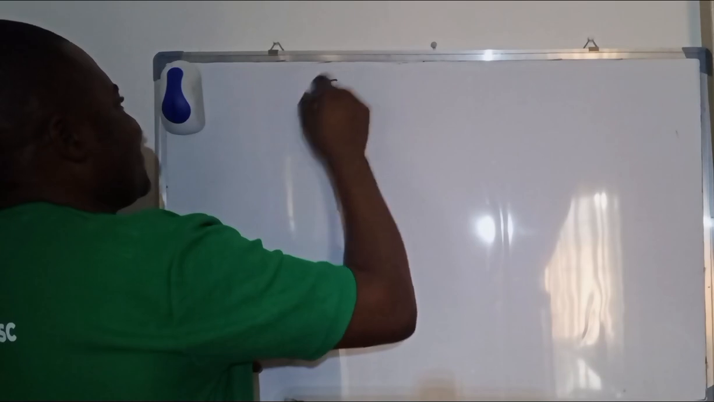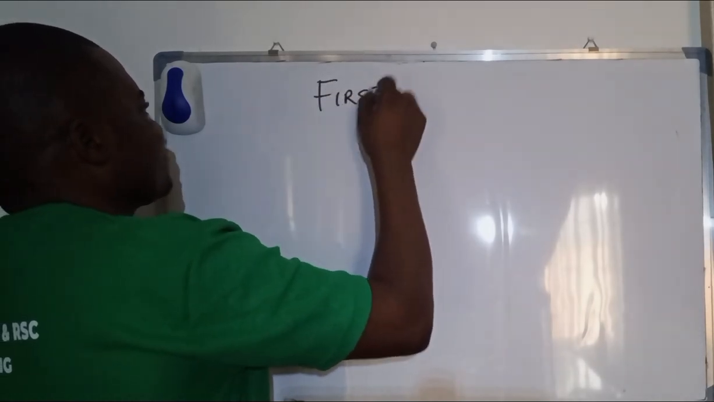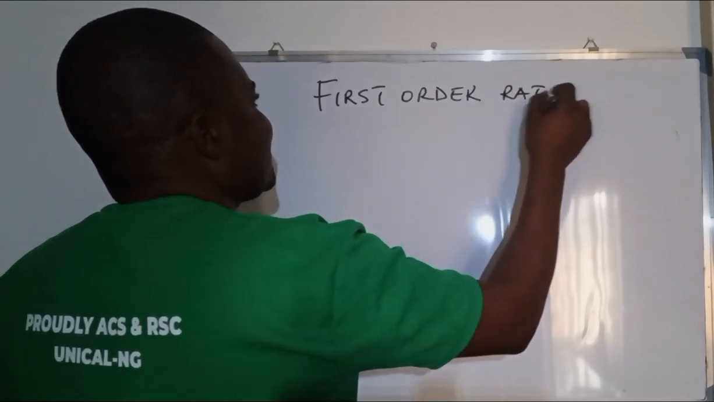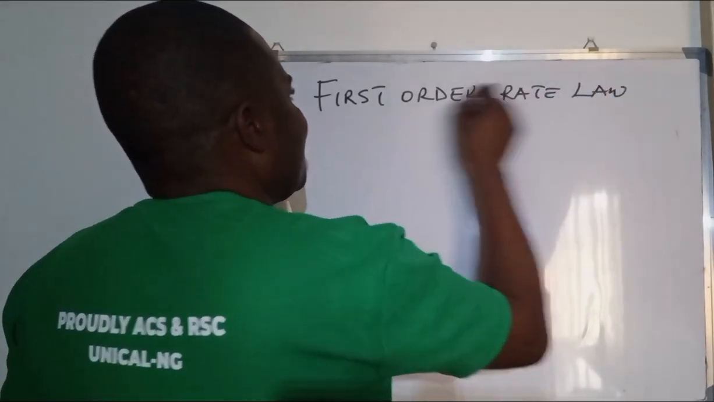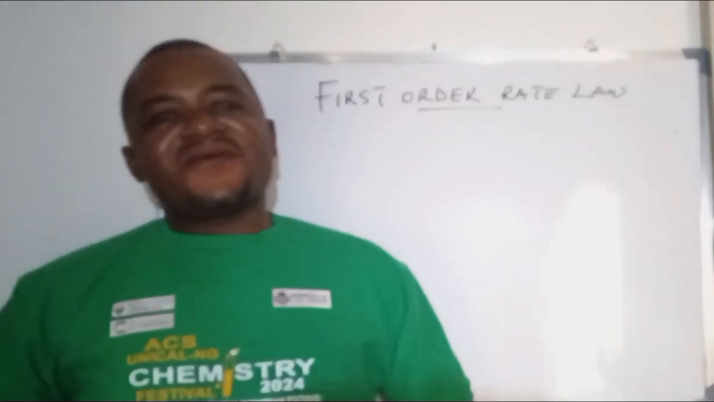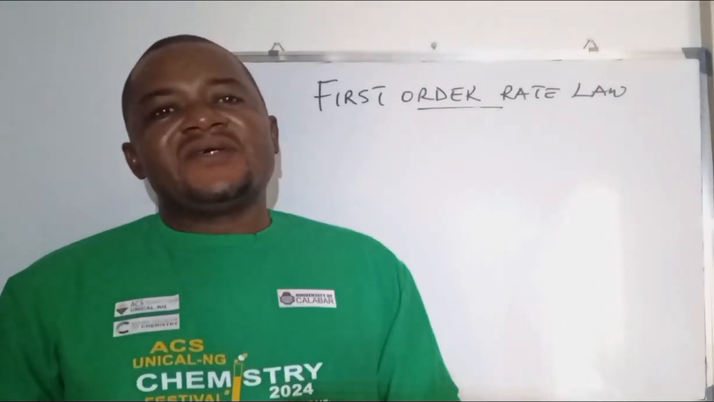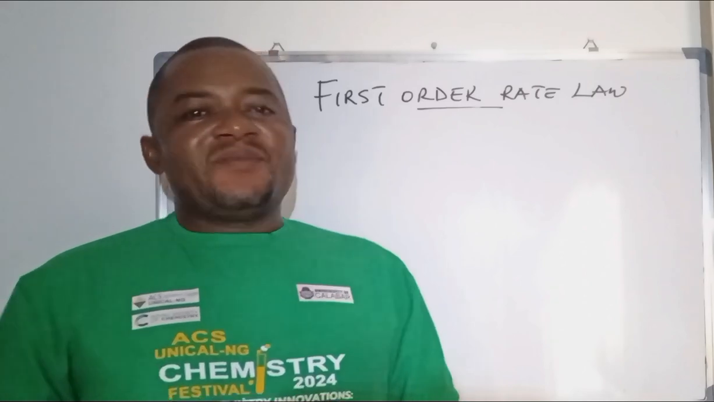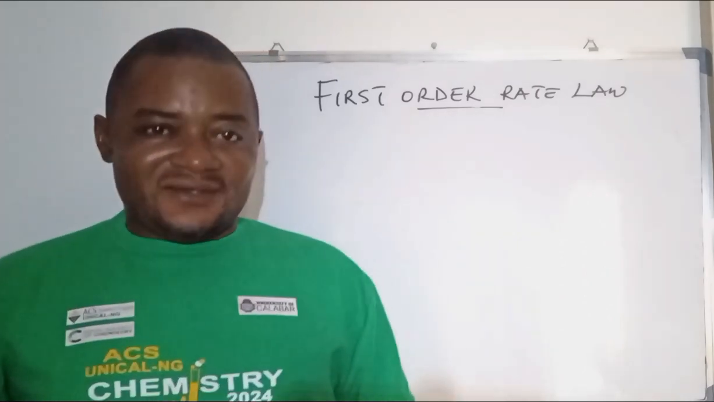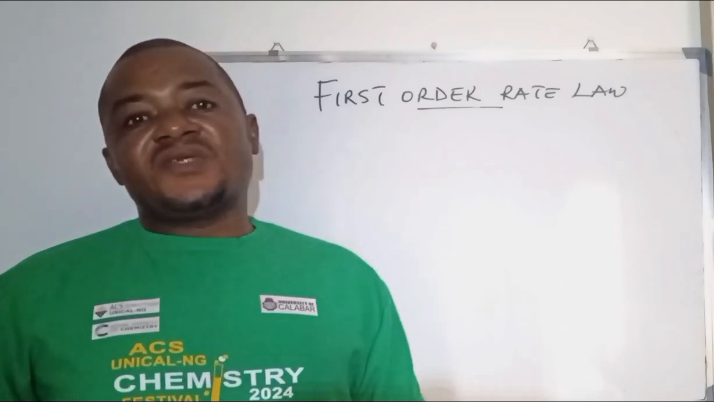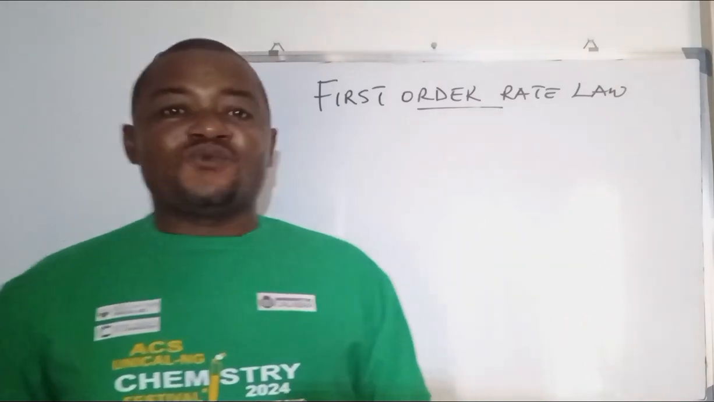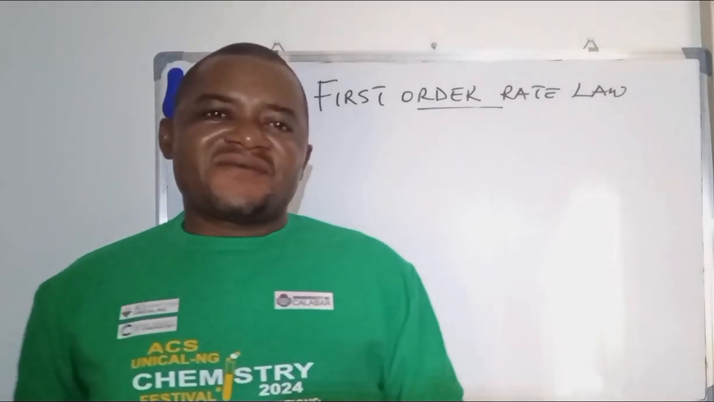So we look at the first order rate law. Either you call it the first order rate law or you can call it the first order rate equation. Now, we are not going to waste much time, but it's important for me to let us know that there are a lot of factors that affect the kinetics of reaction. Remember that we have said before that kinetics simply explains the rate of reactions and mechanism of reaction with respect to what? To the products and reactants.